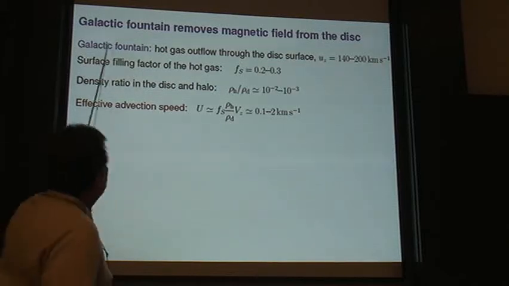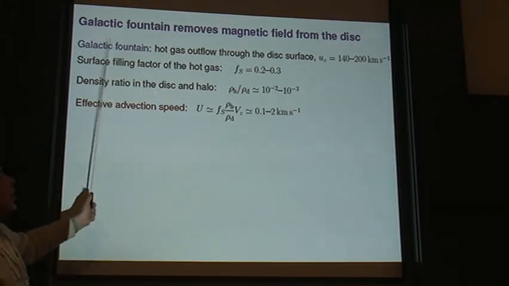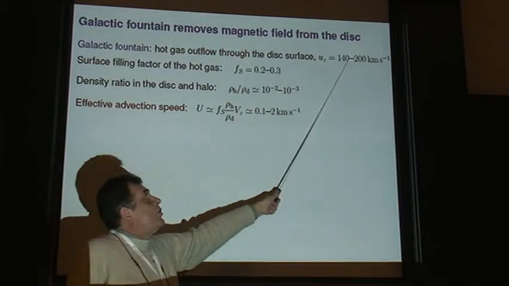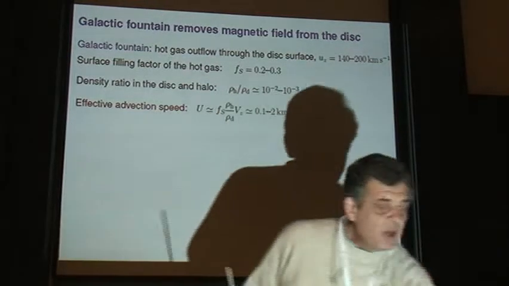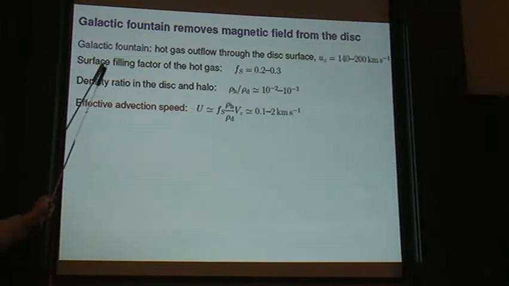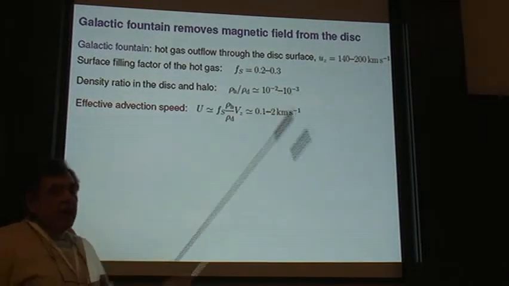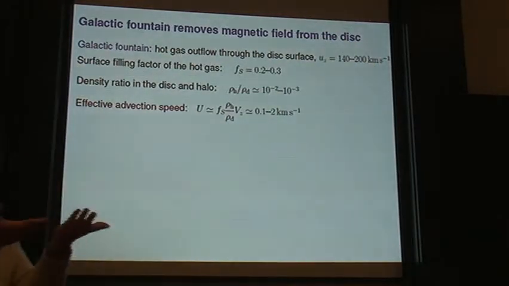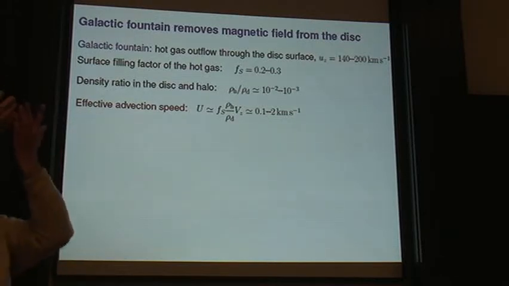And indeed, there are galactic fountains in the Milky Way, stellar winds in other galaxies, where the hot gas moves through the surface at velocities of the order of 100 kilometers per second or more. This is the velocity of the hot gas which leaves the disk, at least vertically. This gas occupies a significant fraction of the area. It will carry with it not only mass, it will carry with it also magnetic field. The helical magnetic field will be carried away vertically from the disk.